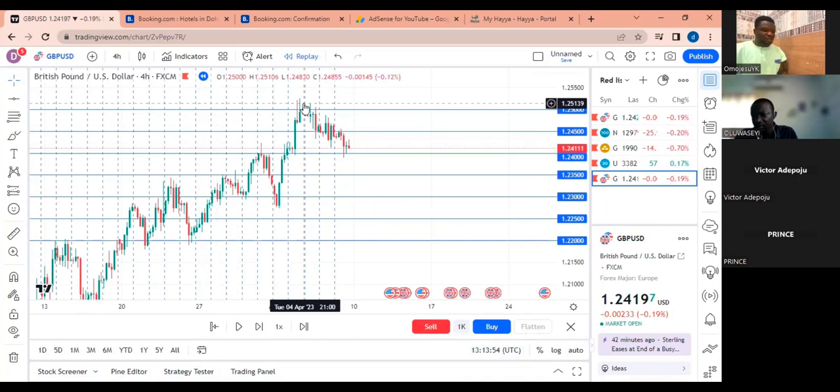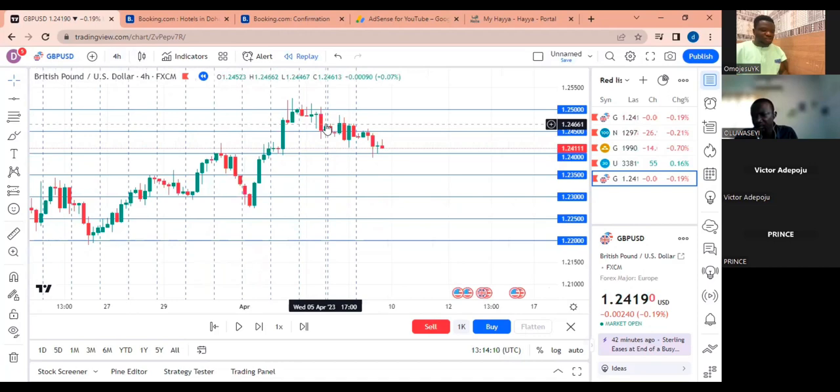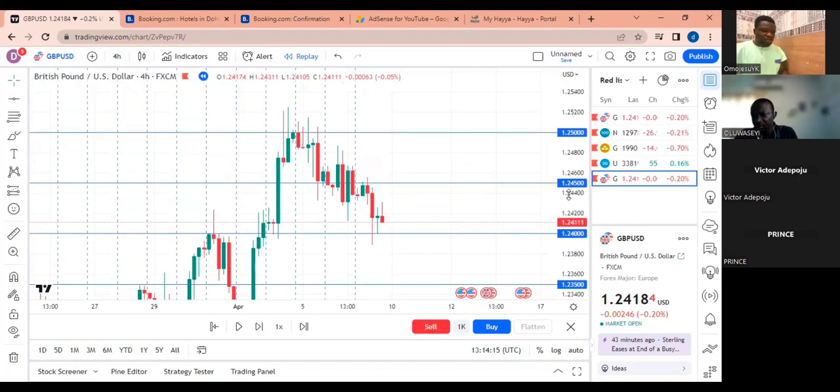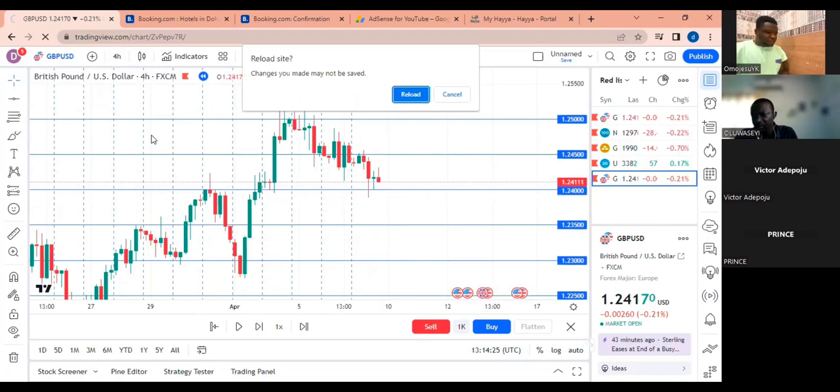Because we are on 4 hours time frame, each of these places represents each day, and then it has to be 6 candles. That's 6 times 4, which is 24. And we all know that 24 hours make a day. So let's check this. Let me refresh it back to today.